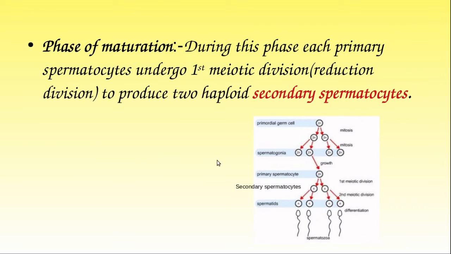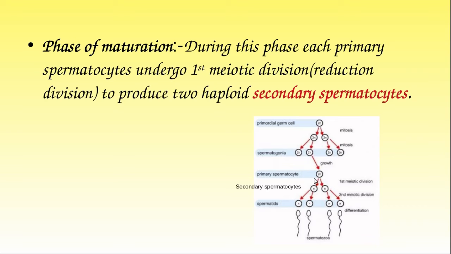Now, the next one is the phase of maturation. So up to here we have seen the primary spermatocyte. Now, during this phase, each primary spermatocyte undergoes the first meiotic division. So here the phase of multiplication, the phase of growth.